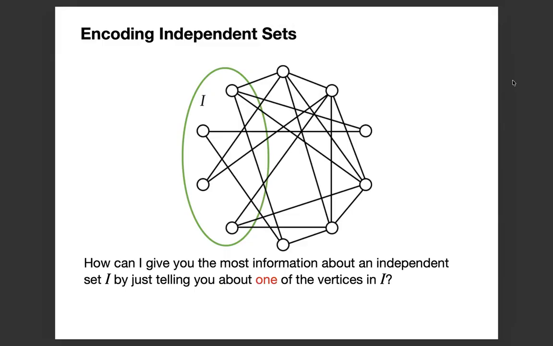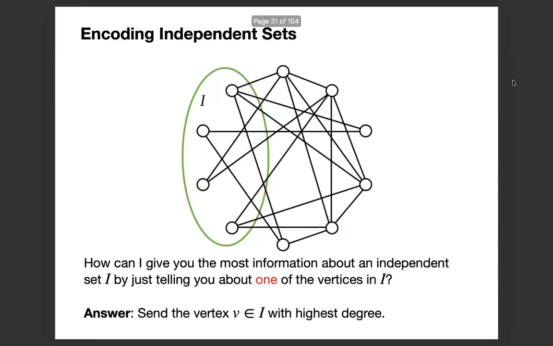Probably a lot of you have seen this before, but there's a cool trick. Again, I'm trying to tell you about my independent set. What can I tell you? Well, I could tell you my vertex that has highest degree. And why is this useful? I would tell you this vertex in yellow, and as soon as I tell you this vertex, you know that any neighbor of this vertex is definitely not in the independent set. So you've figured out that my independent set lies in these remaining six vertices.